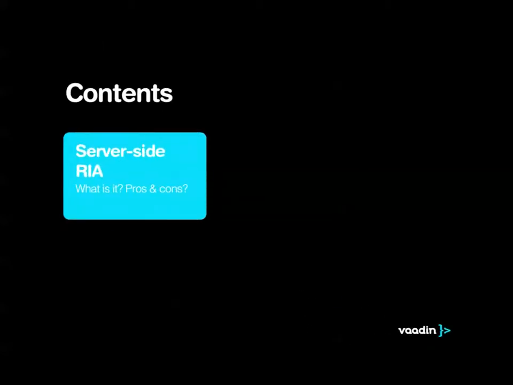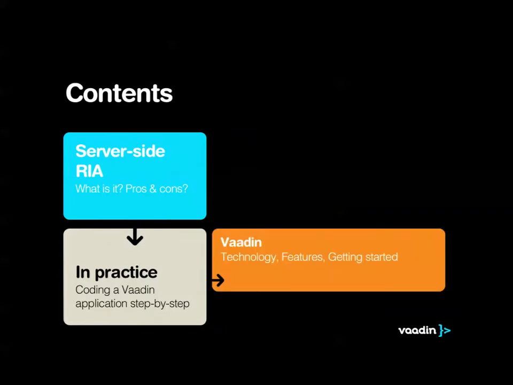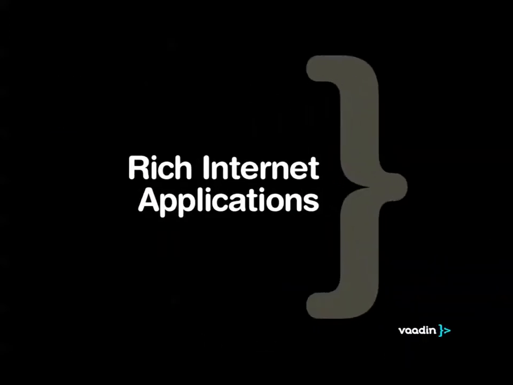So, what we're going to speak about. First, a bit of server-side RIA in general, pros and cons, and what it is all about. Then live coding. I'm going to code one application from scratch to show what it looks like to code with Vaadin, and then deep dive into how it's actually working under the hood. I hope you have a lot of questions in the end. Or if you have any questions in the meantime, just ask.